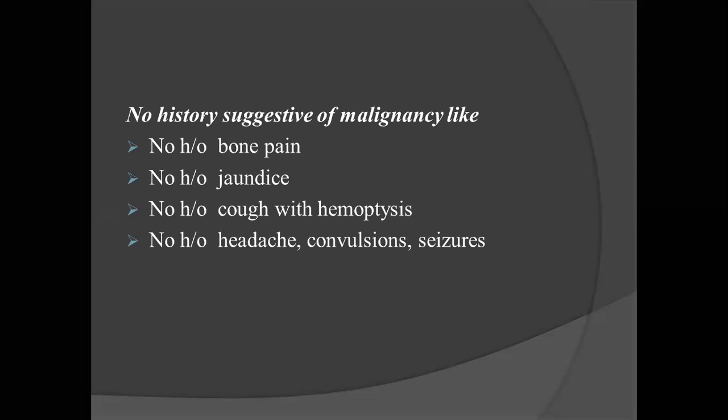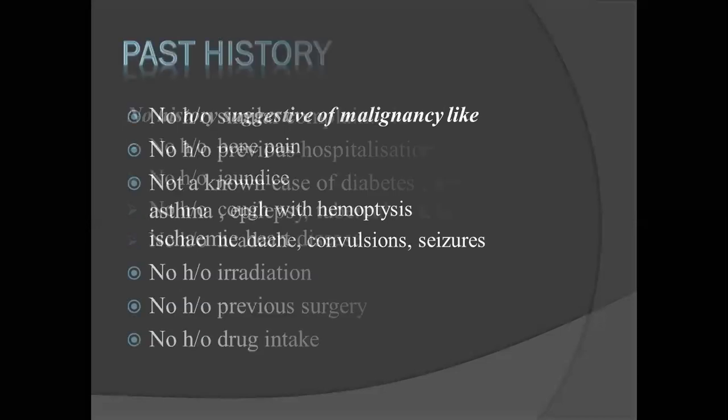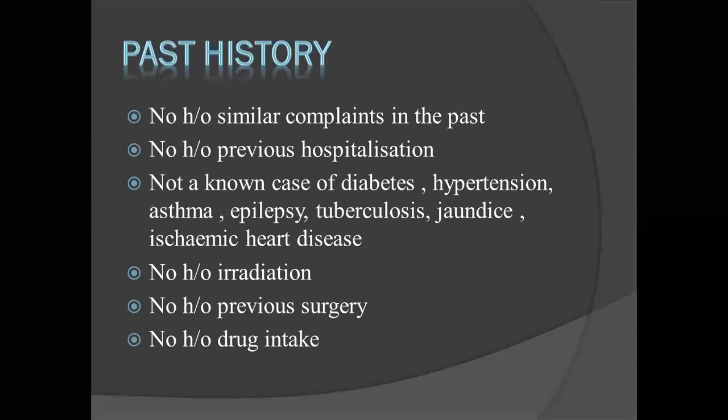No history suggestive of malignancy, like no history of bone pain, no history of jaundice, no history of cough with hemoptysis, no history of headache, convulsions, and seizures. Remember that only extensive metastatic disease will have bone pain, hemoptysis, convulsions due to brain deposits, all this. These are very, very rare in thyroid disease. Thyroid first manifests itself locally. It becomes locally increasing, then spreads to distant areas. So we don't get such things except in follicular carcinoma or anything like that. Don't worry about it, but it's all covered nicely. Continue.